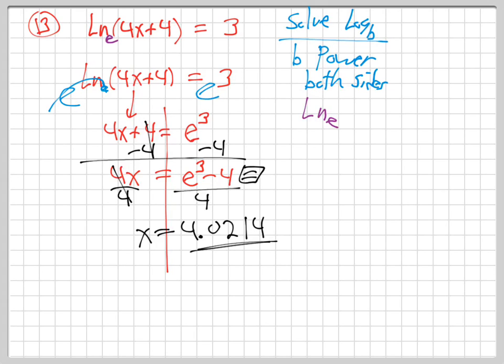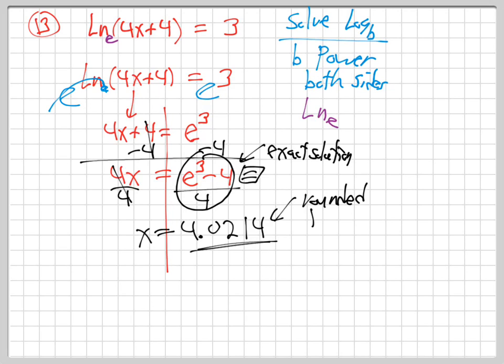They want the exact solution and the decimal to 4 places. So here's the exact. There's the exact solution, and there's the rounded to 4 decimal places answer. There we go. There's the 2. They want 2 different answers on this question. There are both of them.